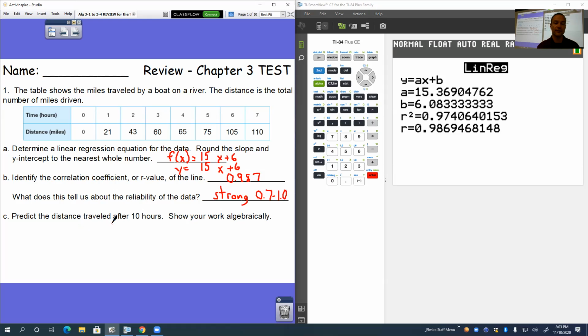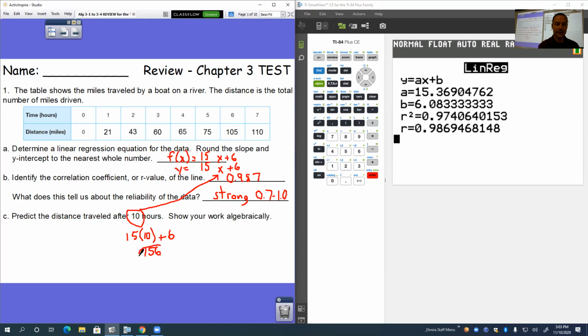Predict the distance traveled after 10 hours. What you're going to do here is you're going to take this 10 and you're going to sub it into your equation in for x. So we're going to have 15 times 10, because that's the number of hours, plus 6. 15 times 10 is 150, plus 6 gives you 156.